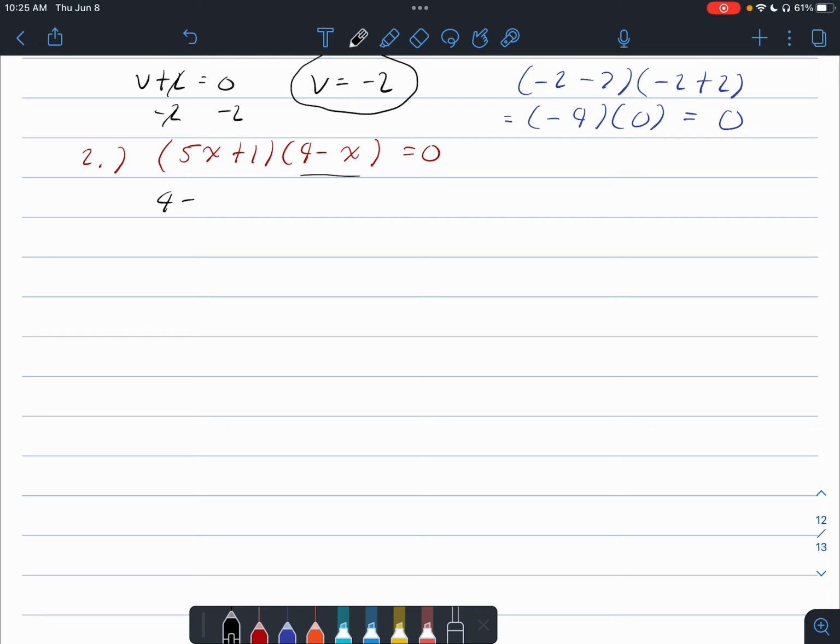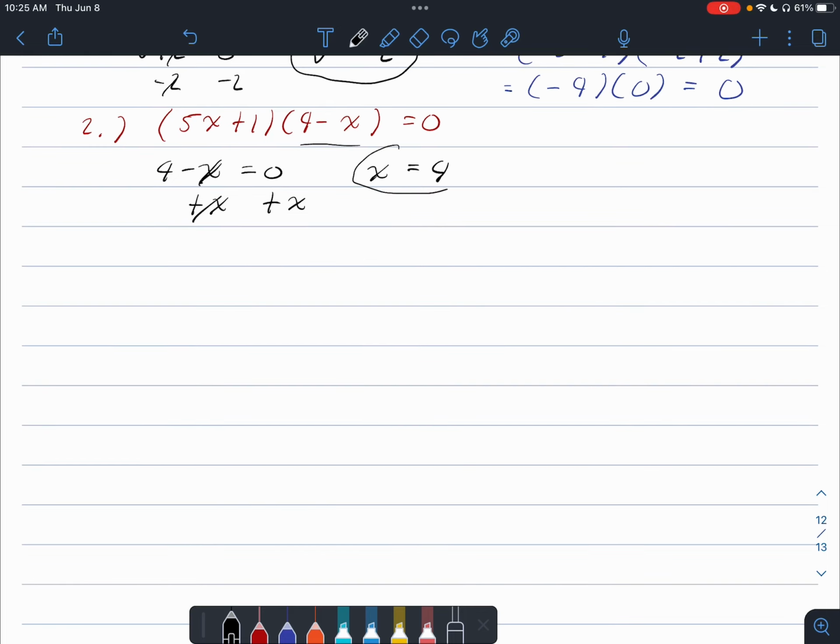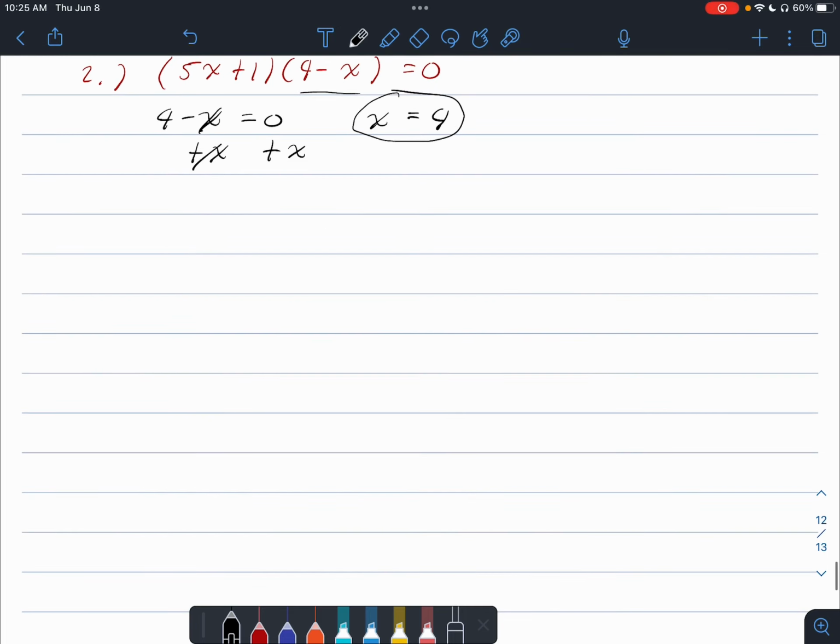If we set 9 minus x equal to 0, we can add x to both sides, and we'll get that x is equal to 9. Now, if we were to plug x equals 9 into this equation, we would see that 9 minus 9 is 0, and therefore it doesn't matter what we have for 5x plus 1, because 9 minus x is equal to 0, so the whole thing must be equal to 0. So we know that x equals 9 is one of our solutions.